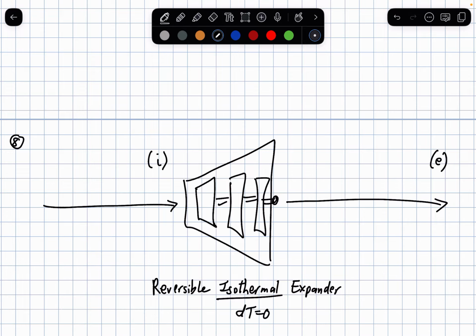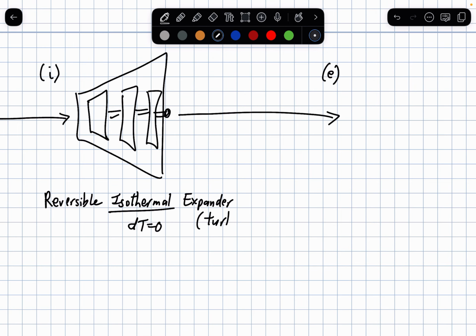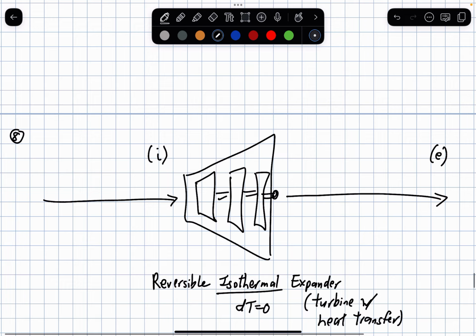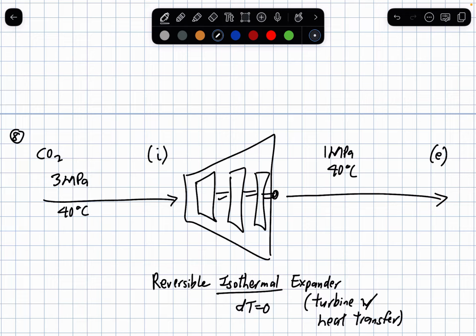An expander is basically a turbine with heat transfer. It has an inlet flow of CO2 at 3 megapascals, 40 degrees Celsius, and an exit flow of 1 megapascal, 40 degrees Celsius. This is our given. Required. Find the specific heat transfer.